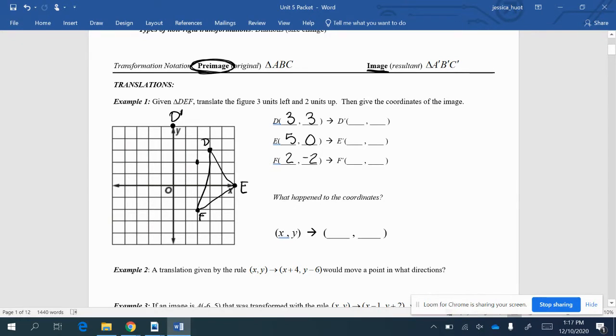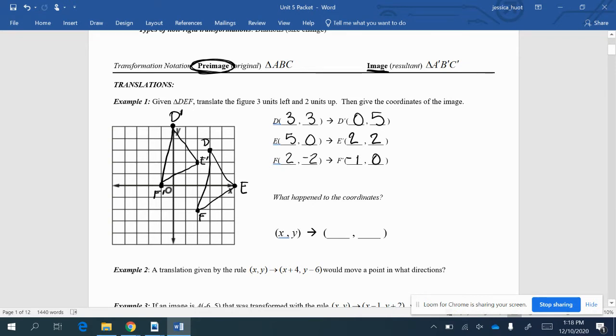And then for E, 3 units left, 1, 2, 3, 1, 2. So this is going to be E prime. And then F, 1, 2, 3, 1, 2. F prime. So this is my new shape. Writing down our new coordinates, D prime is at (0, 5). E prime is at (2, 2). And F prime is at (-1, 0).